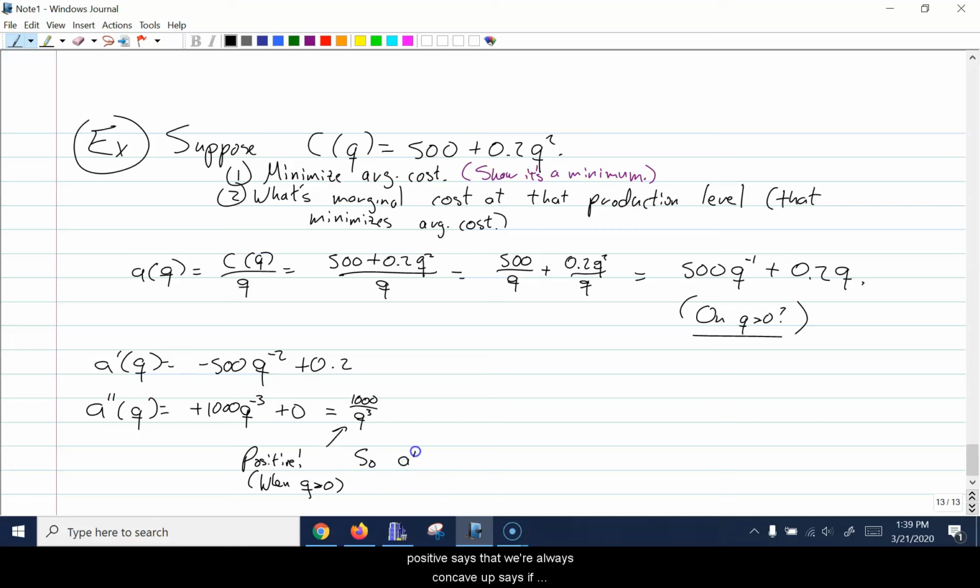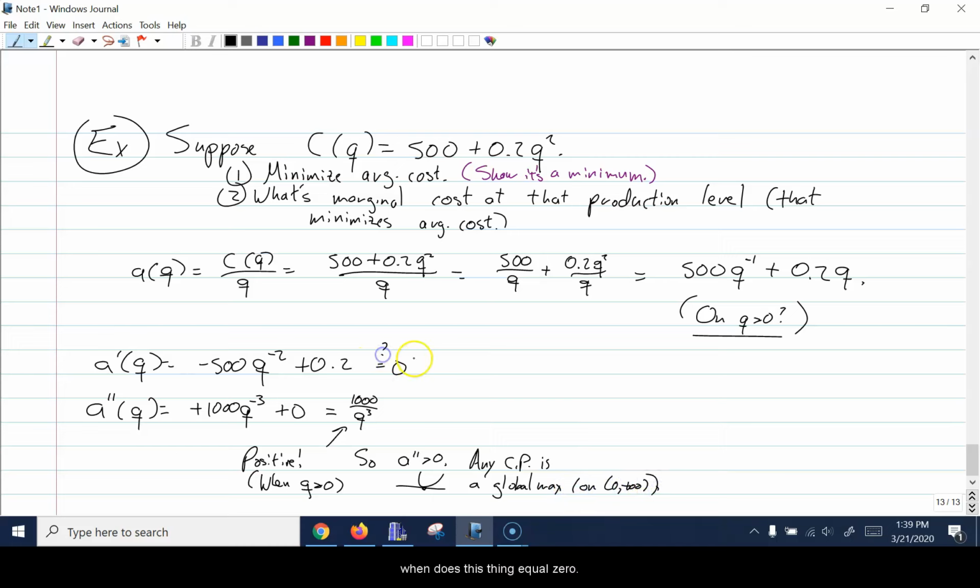So A double prime is positive, says that we're always concave up, says if there's a critical point, it must be a global min on the interval from 0 to infinity, which is the region we want. So we're good.